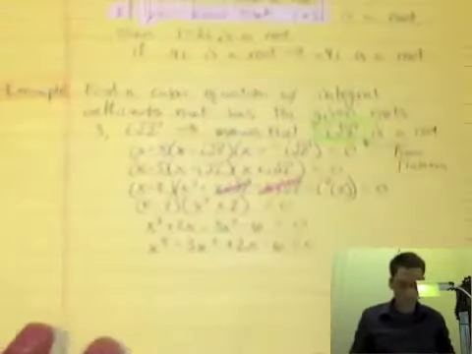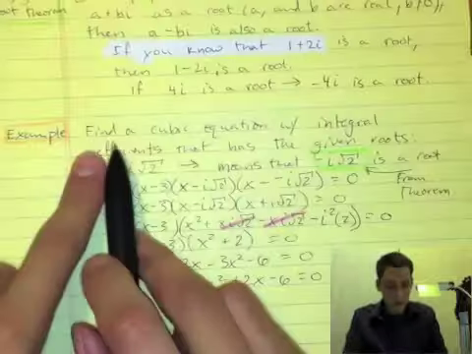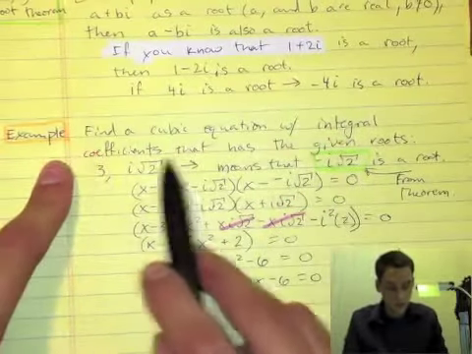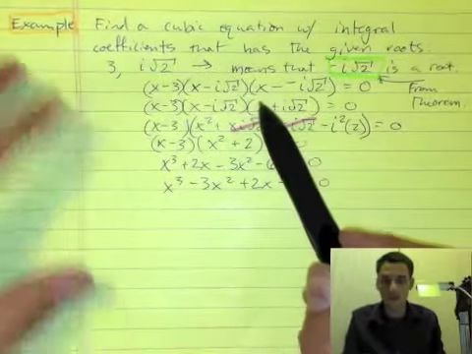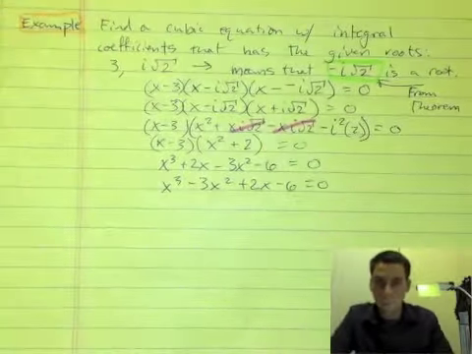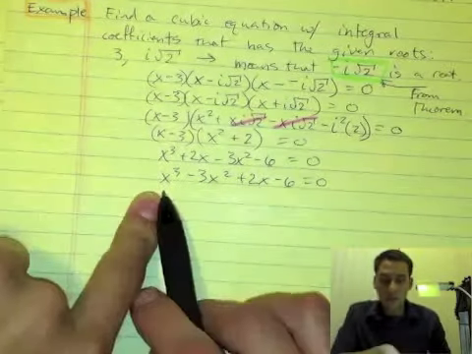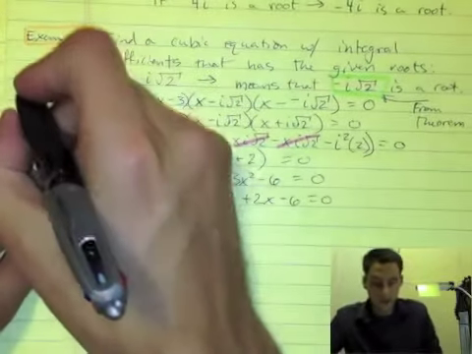And that's all I gotta do. It says find a cubic equation with integral coefficients that has the given roots. And we found a cubic equation. And we know that these are the roots because we multiplied it out that way. Very easy. A note that I want you to write down. Note.